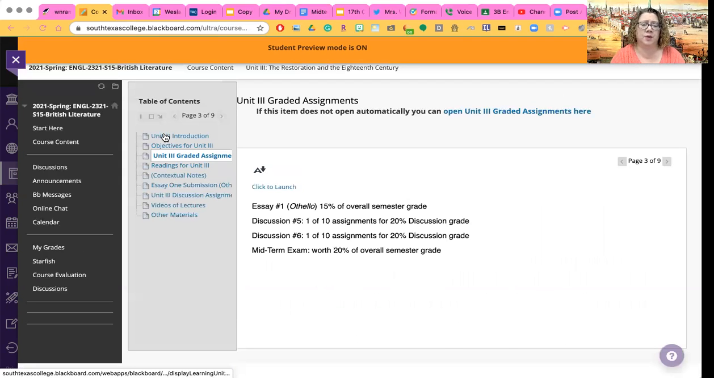In this unit, there will be a number of graded assignments. The essay, even though it's from Unit 2, will be turned in during this unit. So you'll want to note that. It's due on the 21st. There are 2 discussions associated with this unit, number 5 and number 6. Number 4 is due this week, and I'll talk about that in a second. And also, of course, we have the midterm coming up, which is 20% of the overall semester grade. So all those are happening during the time of this unit.